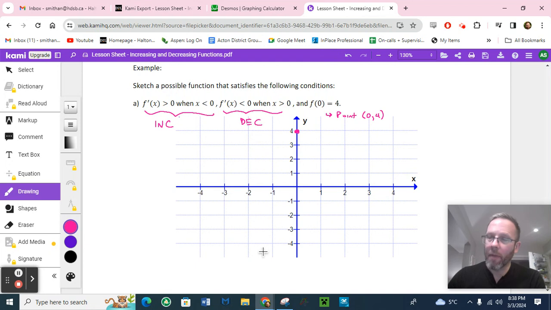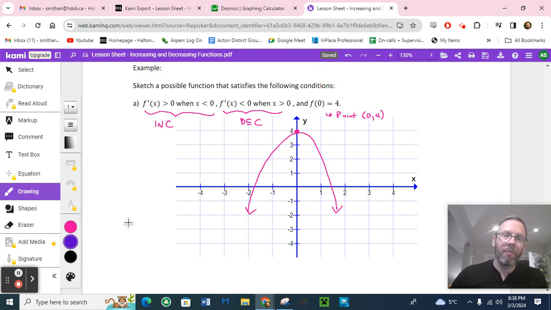Well, I'm going to give you guys a second to maybe give that a go. There's many different possible graphs that work. I'll give you a couple. All right, so hopefully you've given that a try. I'd say the easiest kind of graph would be just like some kind of parabola that opens downwards, so it's increasing to the point 0, 4 and then decreasing afterwards.